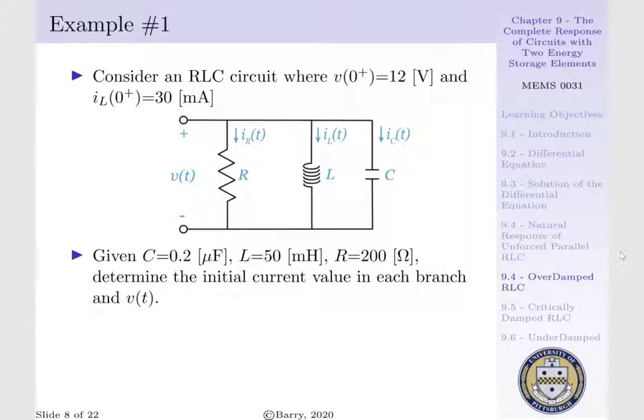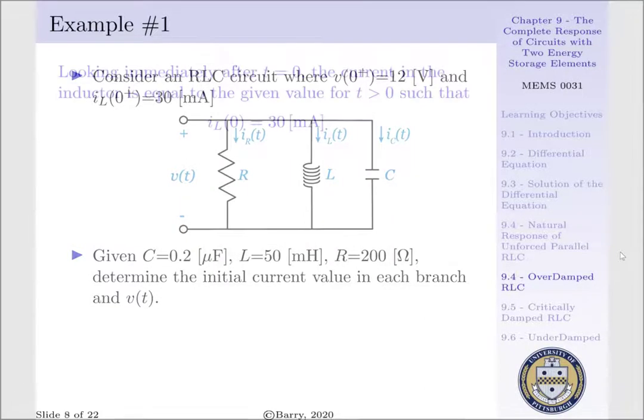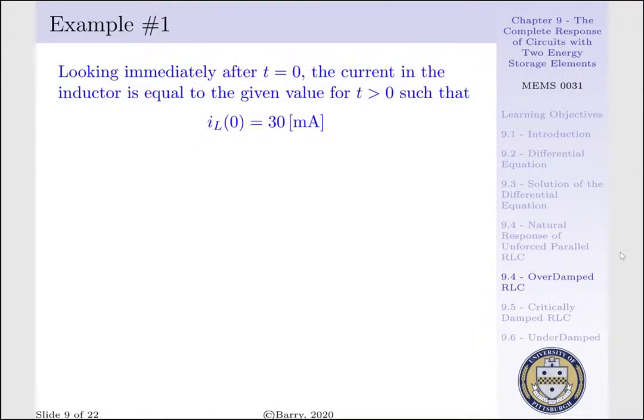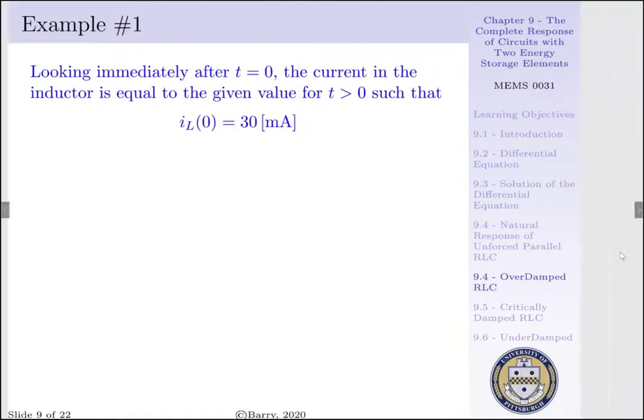we want to determine the initial current value in each branch, that is I_R, I_L, and I_C at t equals 0, and our voltage as a function of time. Looking immediately after t equals 0, the current in the inductor is equal to our given initial current for all t greater than 0, such that I_L at t equals 0 is 30 milliamps, i.e. the current initially running through our inductor.